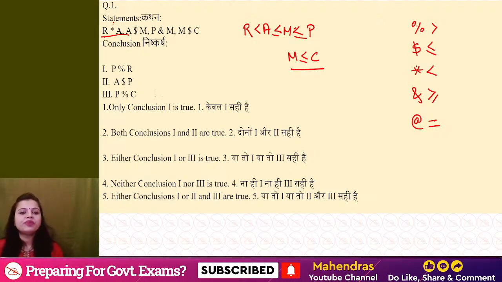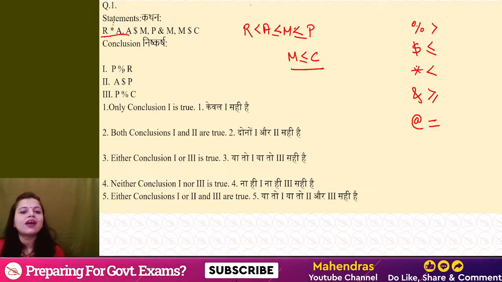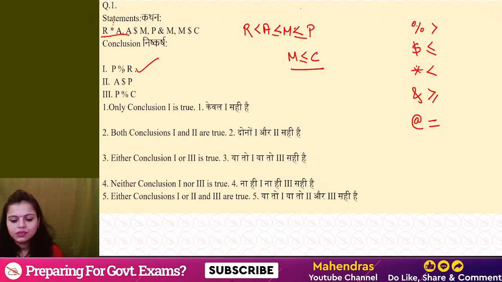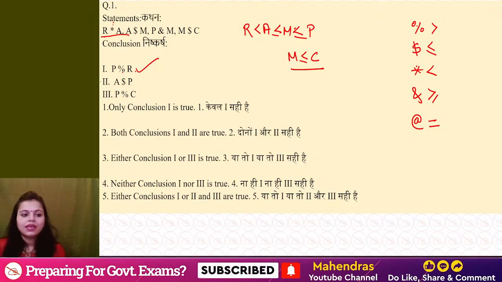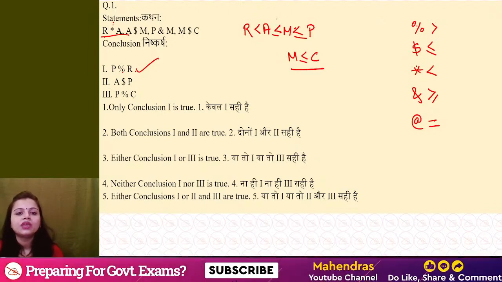Now the relation between P and R. So percentage means what? Greater. Is P greater than R? Yes. First one is right. Second, A dollar P. Dollar means less equal. A less equal to P. Yes, second one again right.